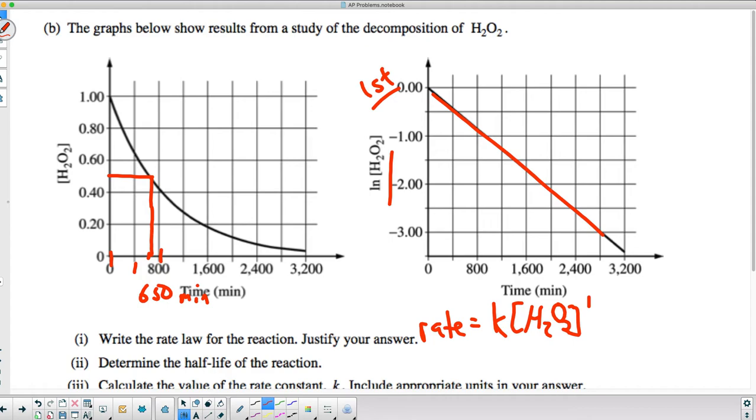I tell you what, let's use that information to determine the half-life for the reaction. For it to go to half, it looks like it's 650 minutes. Then it says calculate the value of the rate constant from the half-life. Let me show you how to do that. That's actually not too difficult.